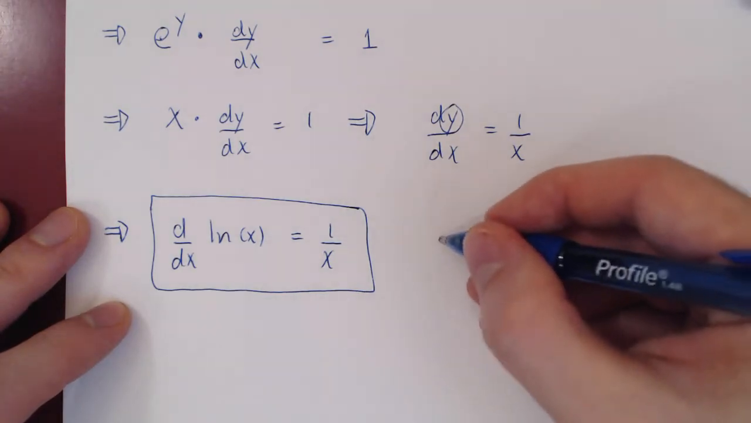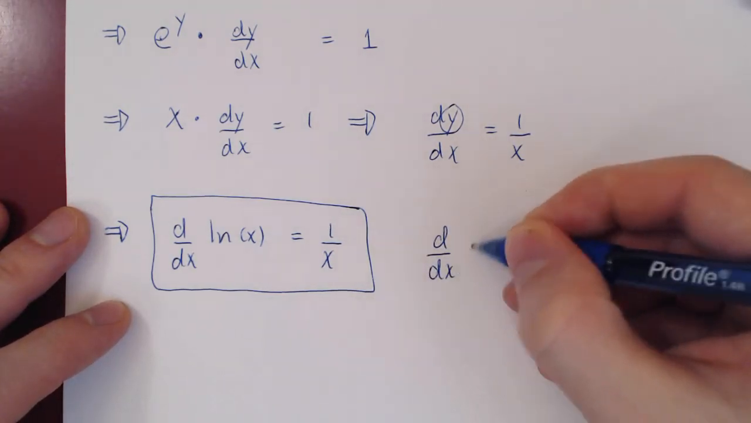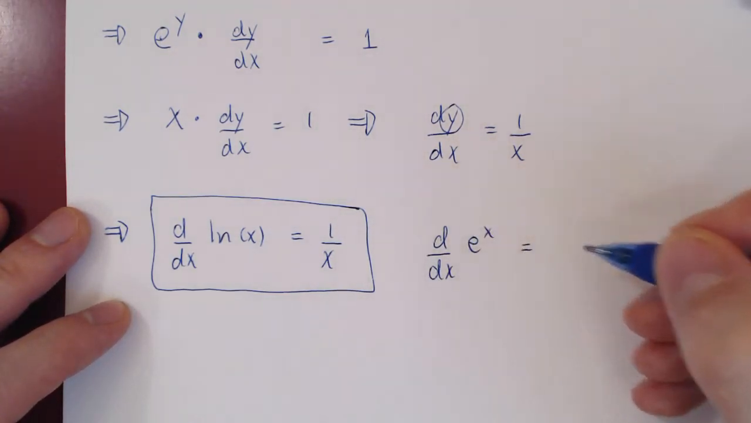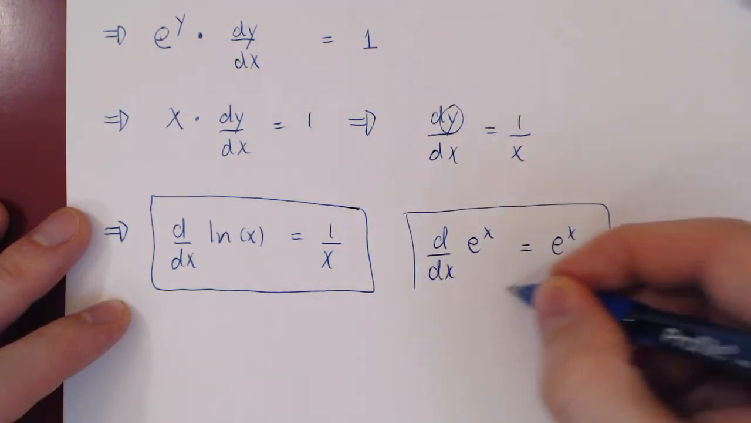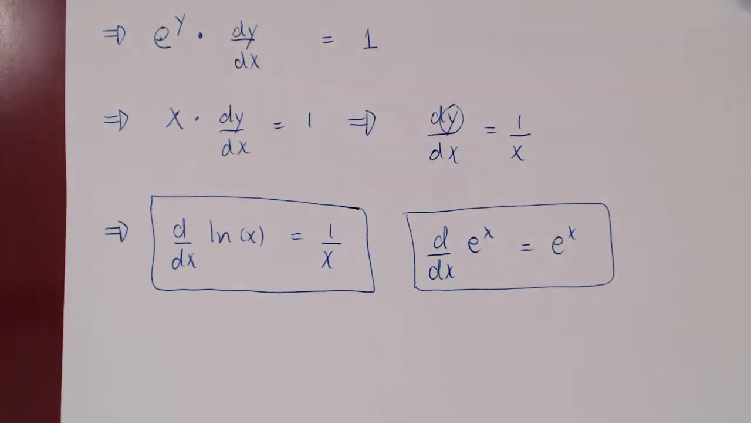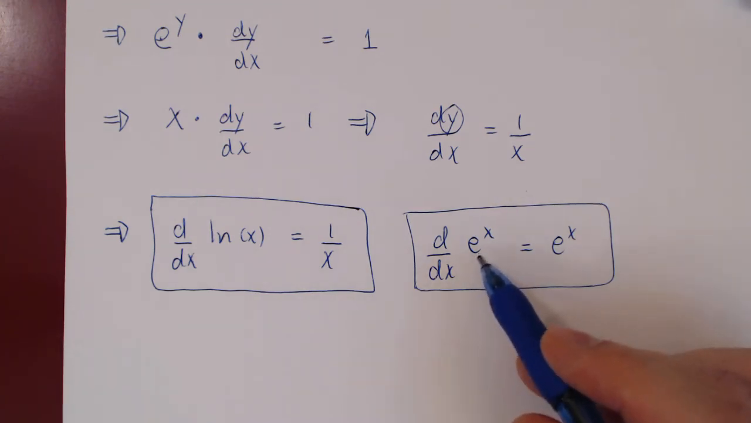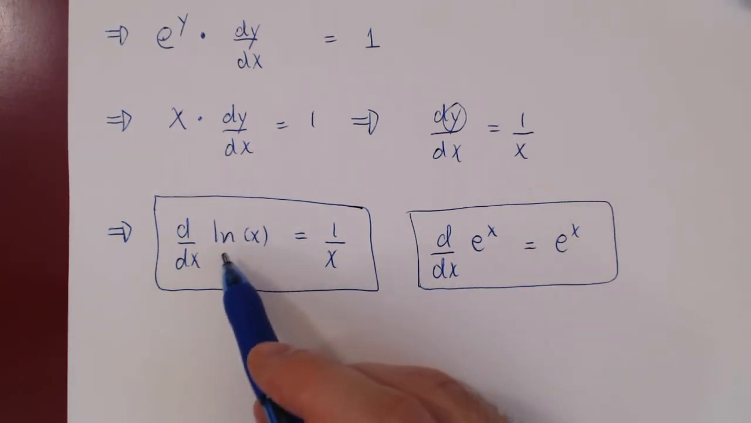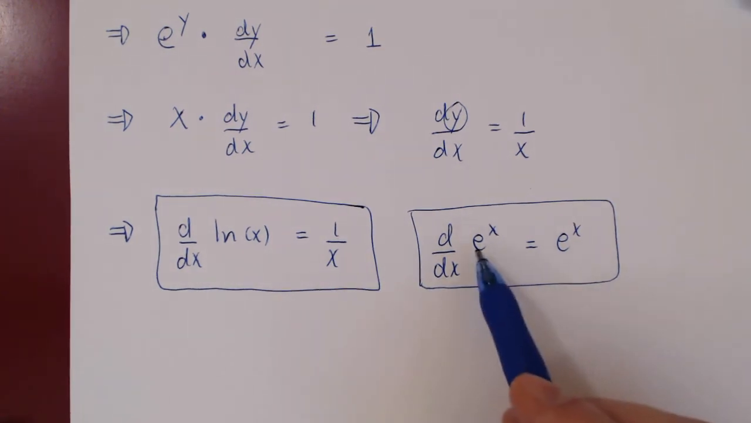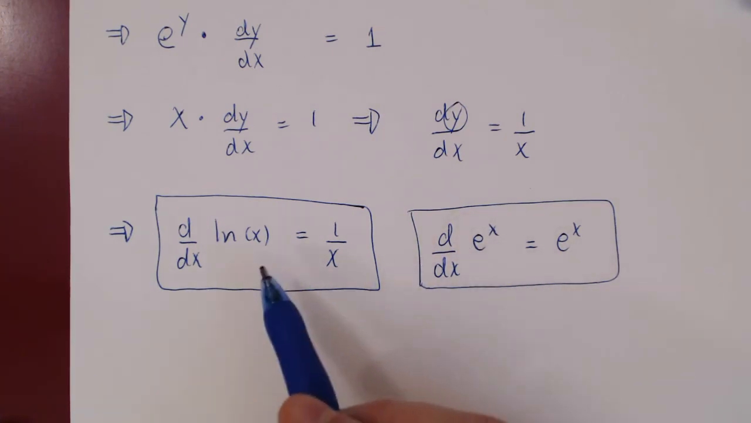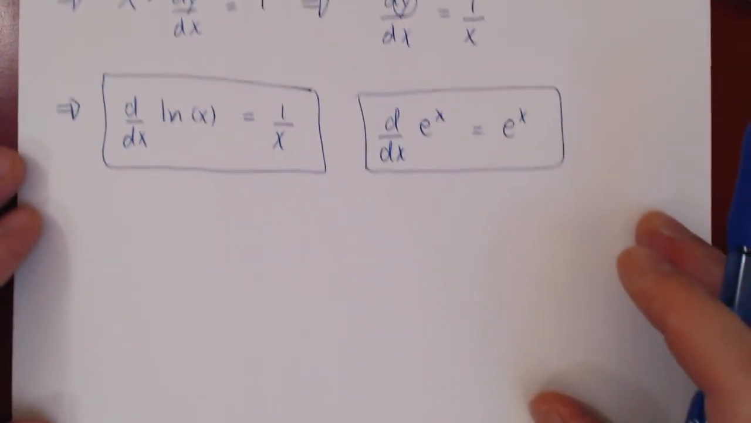And recall that the derivative of the inverse function e to the x is also remarkably simple. It's just itself. And now with these two derivatives, in our next video, we will show we can differentiate any other exponential function if we change the base, and any other logarithmic function if we also change the base from e to any other base. Finally, let's just graph the function e to the x and ln of x.